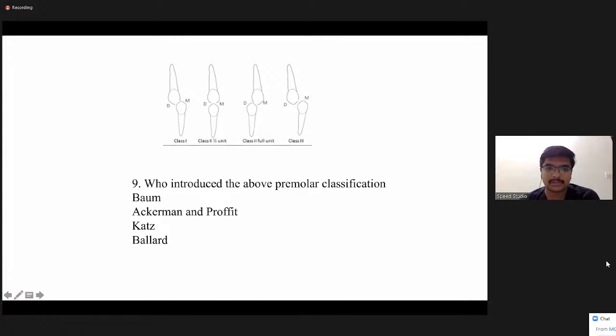So the questions will be, who introduced the premolar classification, and what are the other classifications which were introduced by Baum, Ackerman and Profit, and Ballard.